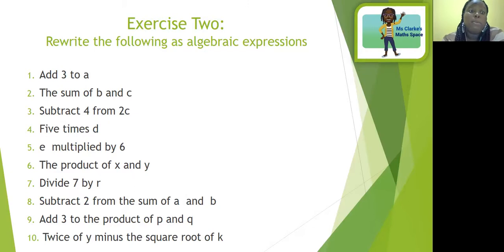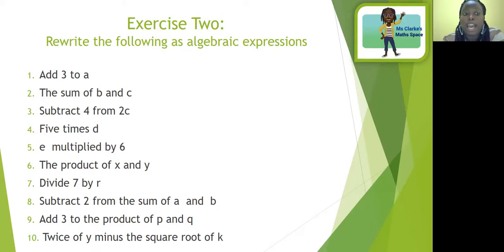Question 2, the sum of B and C. What does sum mean? To add. So we should have a plus sign between B and C. Question 3, subtract 4 from 2C. So what are you subtracting things from? 2C. So you're going to put 2C, take away 4.